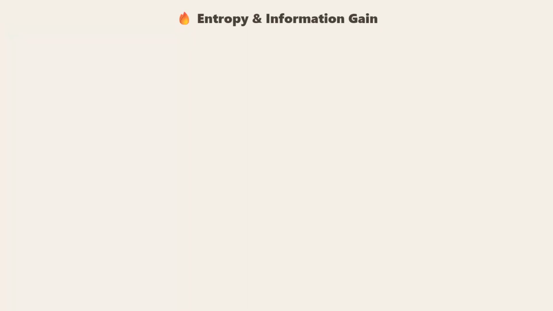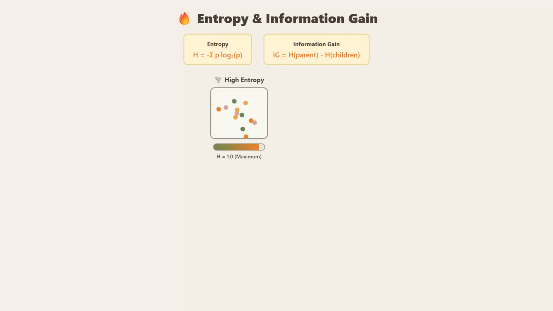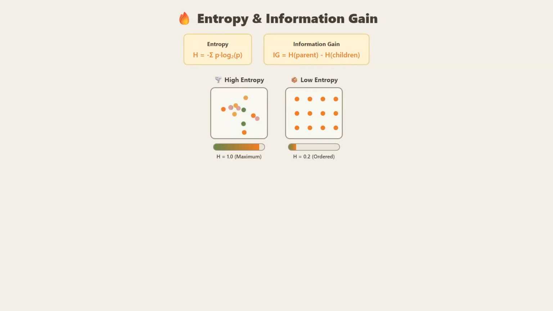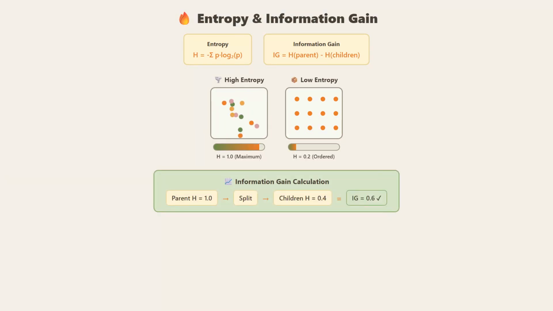Now, let's explore entropy and information gain, the alternative to Gini impurity that comes from information theory. The entropy formula is H equals negative sum of P times log base 2 of P, where P represents the probability of each class. Entropy measures disorder or randomness in a system. High entropy means high disorder, like a chaotic mix of particles bouncing around randomly. The visual shows these chaotic particles moving unpredictably in all directions. This represents a node with an equal mix of classes where we have maximum uncertainty about the outcome.